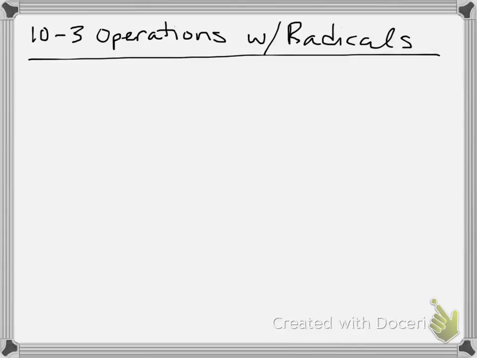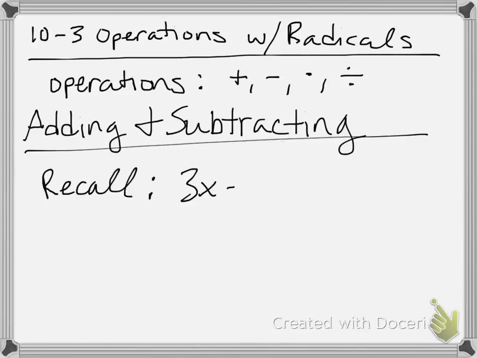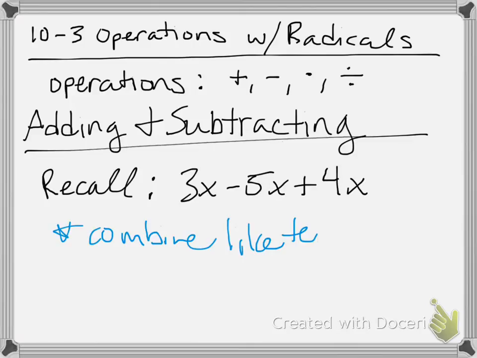Alright, this lesson is over Chapter 10, Section 3, Operations with Radicals. Now, we've talked about operations. Operations are addition, subtraction, multiplication, and division. Recall, we've done adding and subtracting expressions, like 3x minus 5x plus 4x. What did we do to add and subtract these expressions? Well, we combine like terms.